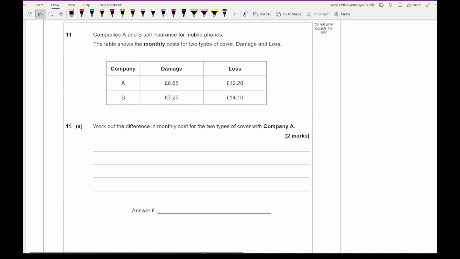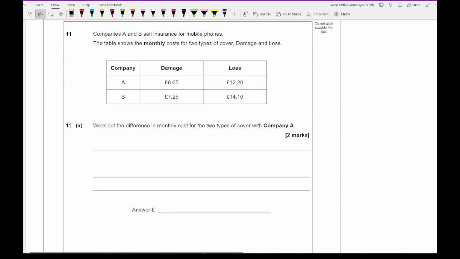Then moving on to question 11, it says companies A and B sell insurance for mobile phones. The table shows the monthly cost for two types of cover for damage and loss. Work out the difference in the monthly cost of the two types of cover with company A. So for this particular question, we just need to take away the two amounts.